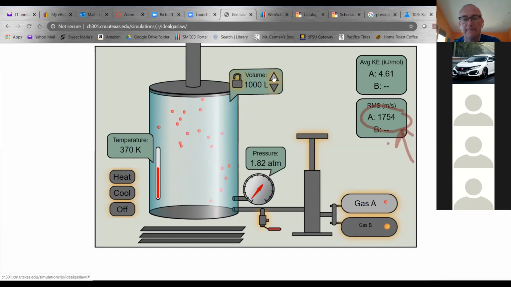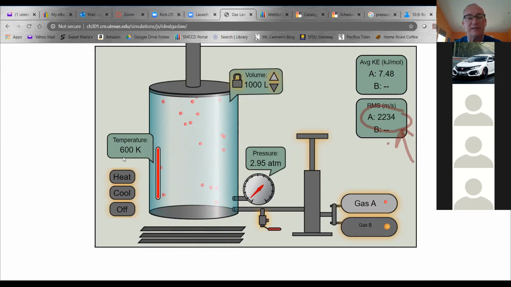Is it also because of the temperature too? Because there's no change in temperature? Exactly. Yes, because the kinetic energy is directly dependent on the temperature. So if we add more heat energy, let's just increase the heat energy. If we increase the temperature, note that the kinetic energy and the speed has gone up.